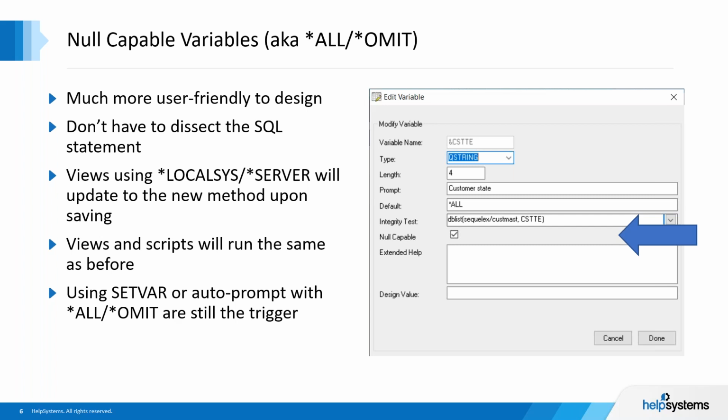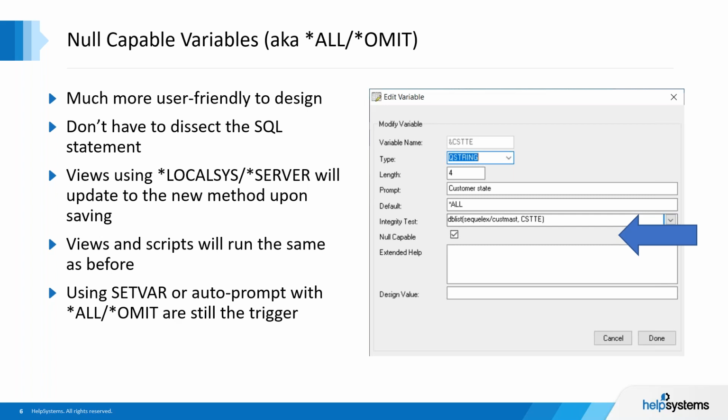And with this variable, if you were going to set it up with star all, all you have to do is click on the null-capable, and that's it. Now, if you're thinking about what is happening under the covers there, when you install 11.14 on your host and Viewpoint, all of your views that you have, if they're local sys server, will run as is. I'm kind of using the old methodology for the star all until you open up that view in the design mode.